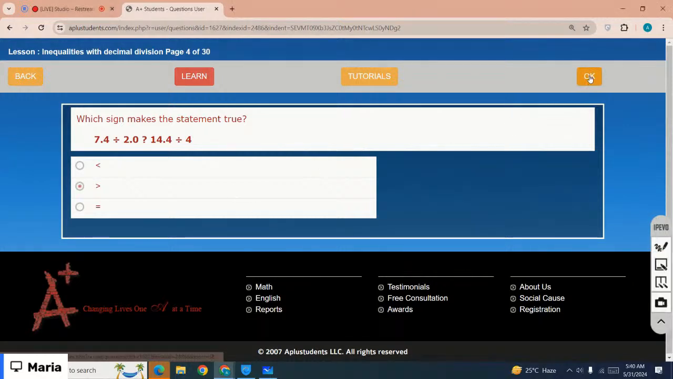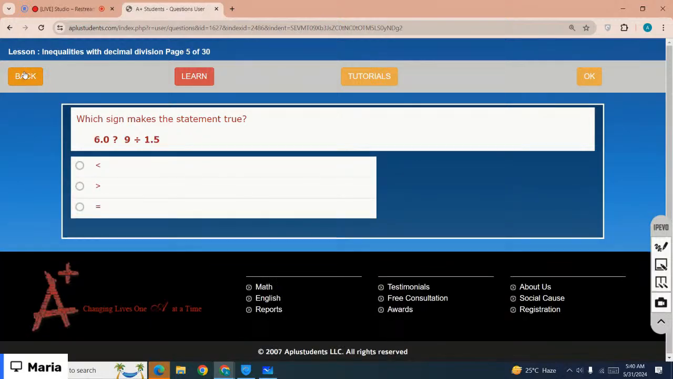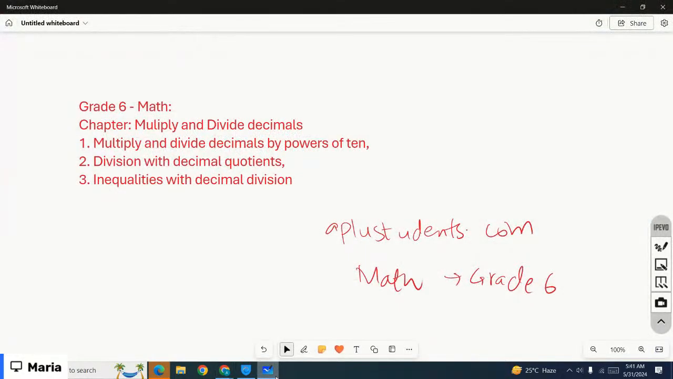Okay, you can complete the lesson by yourself later today. So we were working on grade 6 math. The chapter we were working on is multiply and divide decimals, and the lessons we have covered today are multiply and divide decimals by powers of 10, division with decimal quotients, and inequalities with decimal division.